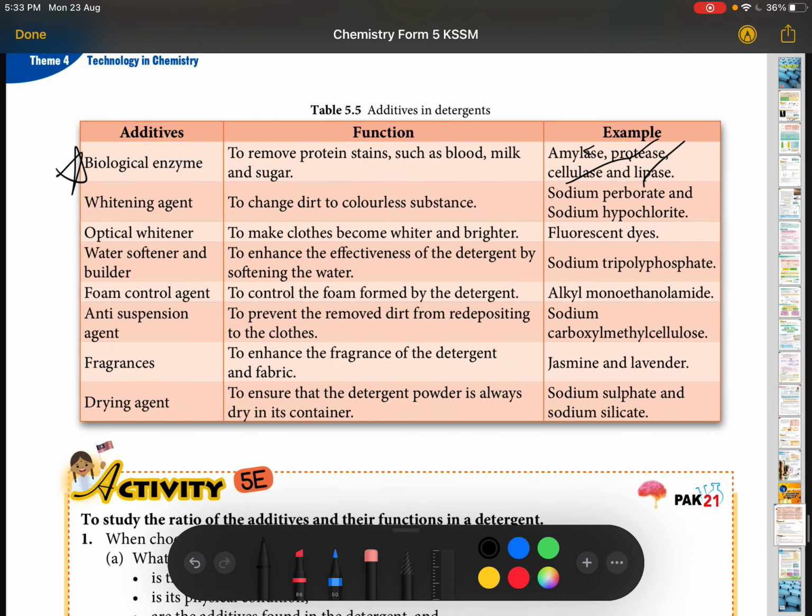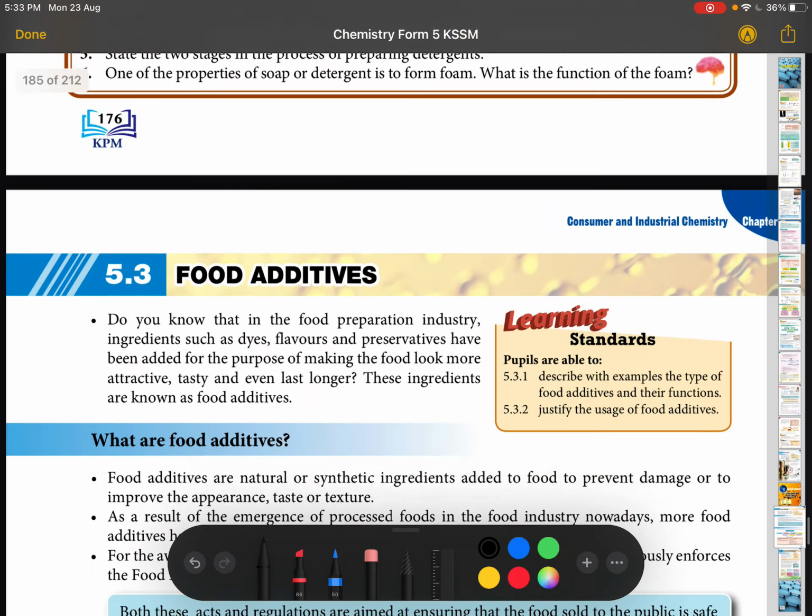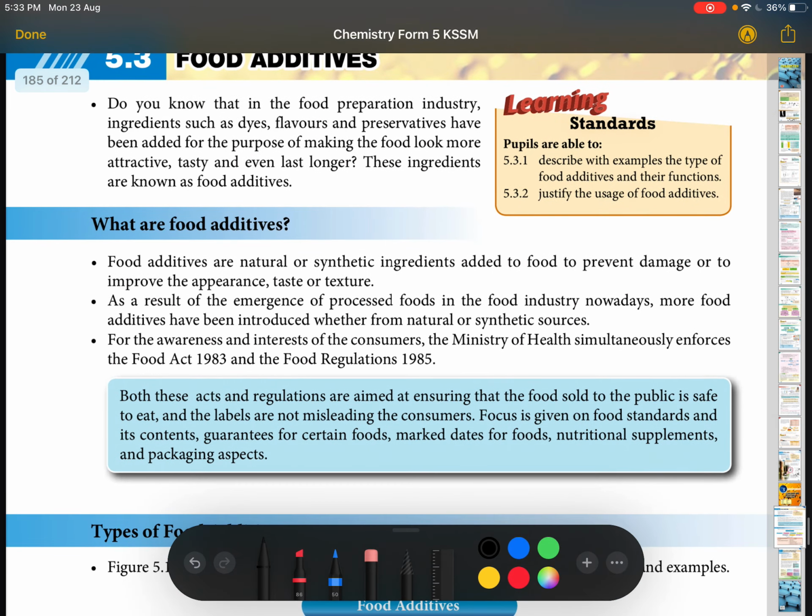I don't think there's anything else to mention here. Yeah, read it yourself. Okay, food additives.